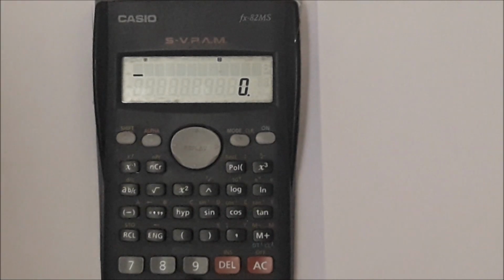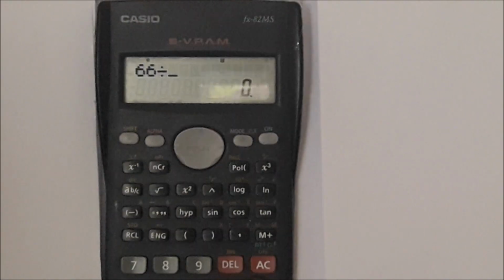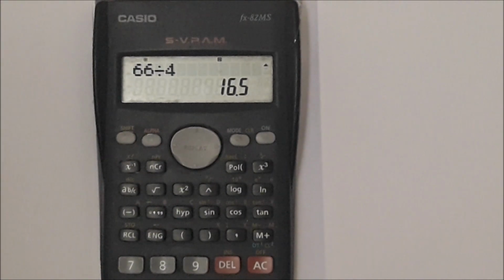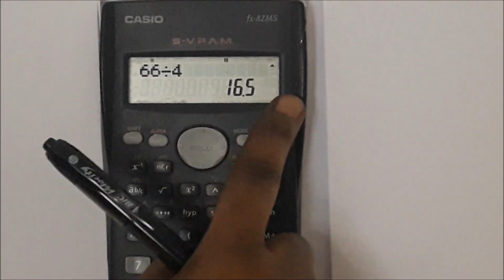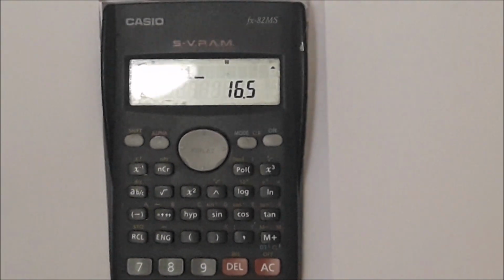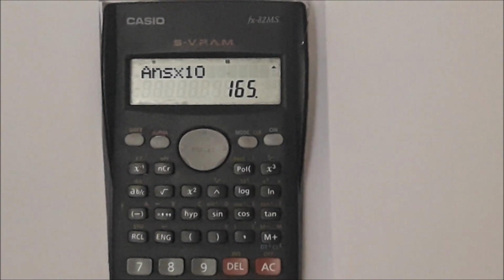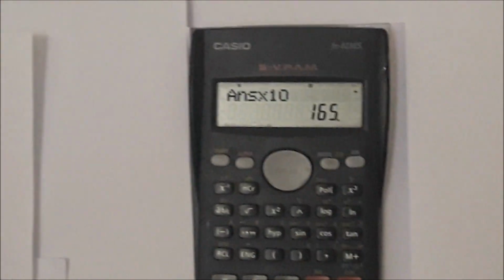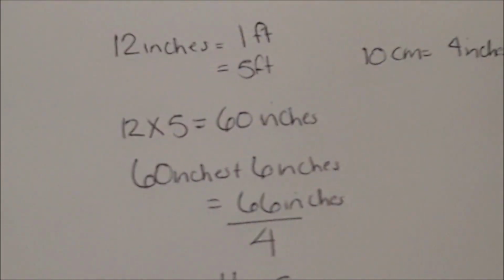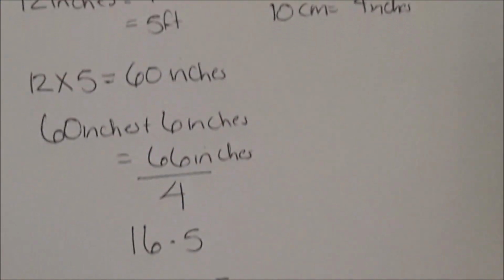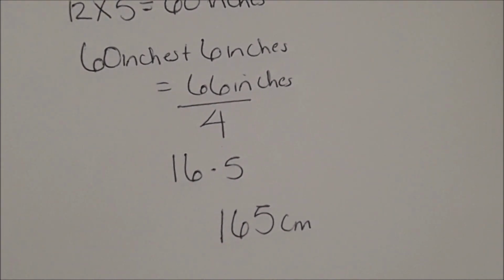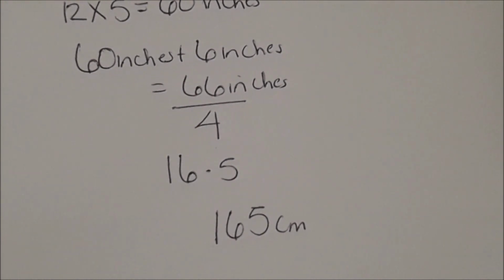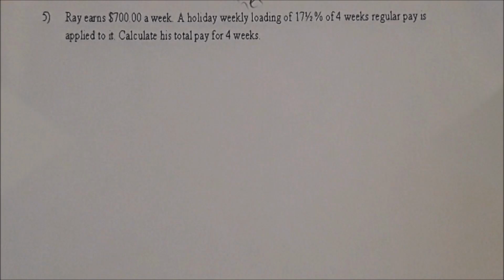Okay, so we're going to type in our calculator 66 divided by 4, which will give us 16.5. However, we're not done. We're going to multiply the 16.5 by the 10, which will give us 165 centimeters. Final answer. Very good, Precious. Okay, so use of the calculator, she broke it down. She got the 66 divided by 4, 16.5, and then you still have to multiply that by 10 to get your final answer, and the answer is 165 centimeters. Let's move on to number 5.